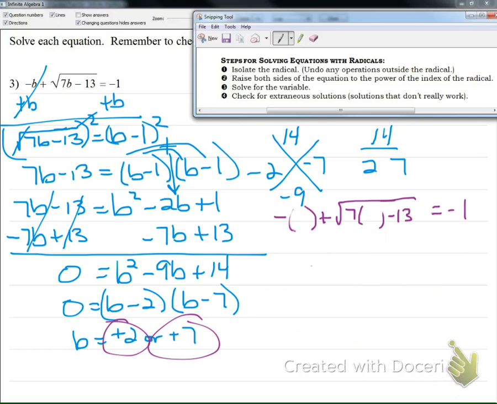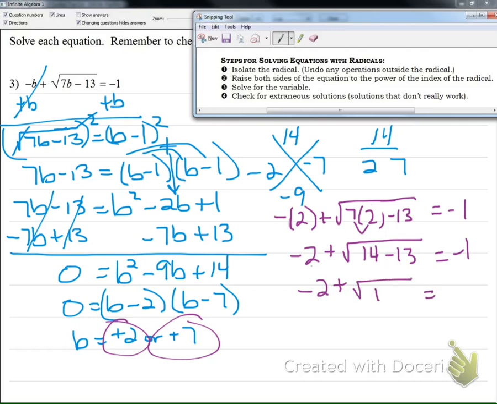So I just kind of erased a little bit so that I can fill in those 2's. So fill in a 2 wherever I see the b value, so plug in a 2 there and a 2 there. So we get negative 2 plus the square root of 7 times 2, which is 14, minus 13, is equal to negative 1. So negative 2 plus the square root of 14 minus 13, which is 1, equals negative 1. Negative 2 plus the square root of 1, which is just 1, equals negative 1. Negative 2 plus 1 is negative 1.